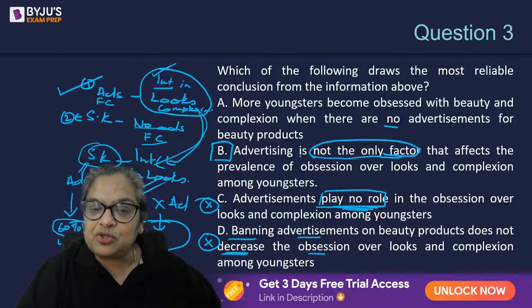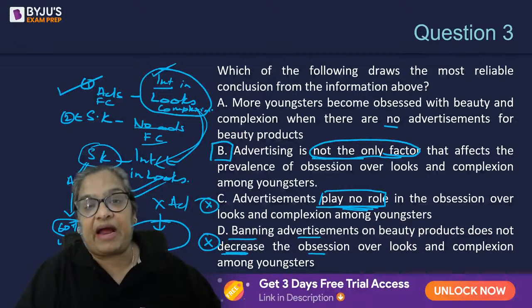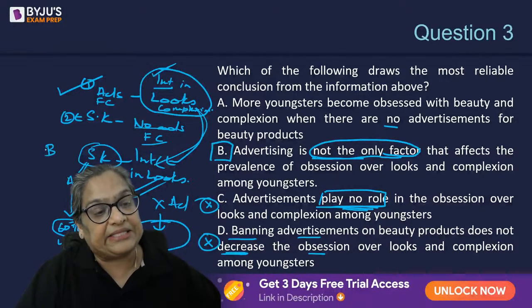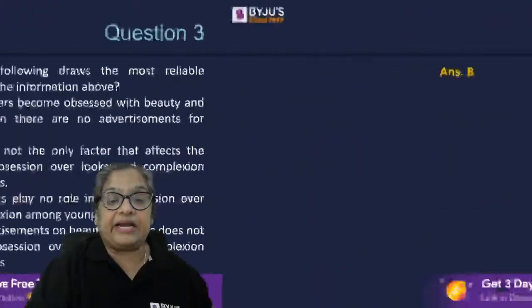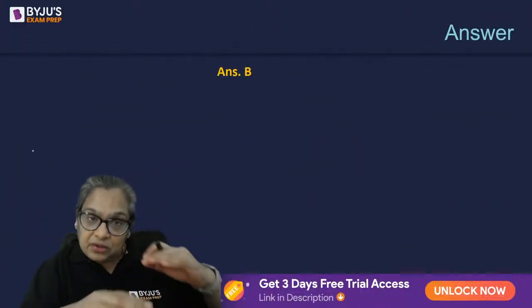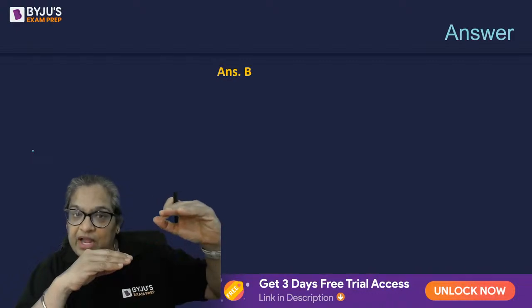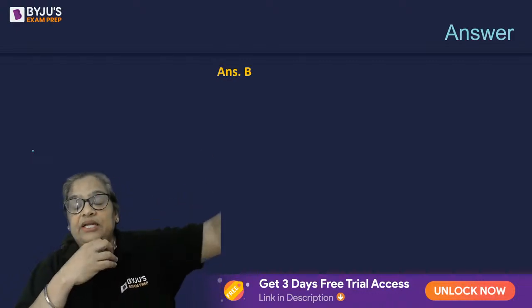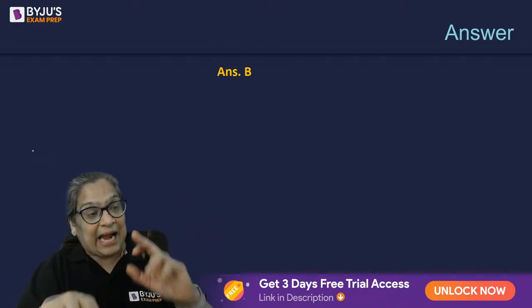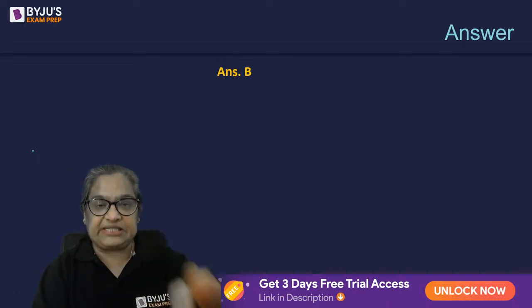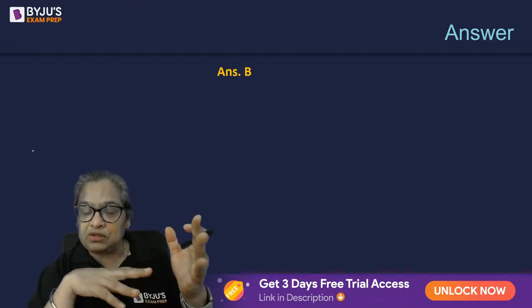But there must be. So ad is not the only factor. There must be something else. Therefore, the correct answer will be B. This is a little more difficult than the earlier question that you saw. But CLAT questions, AILET questions will be of this level. So we will solve both so that you understand how to answer inference question.